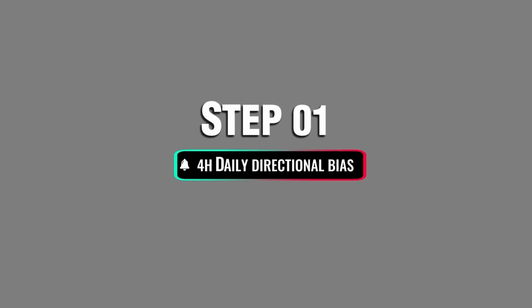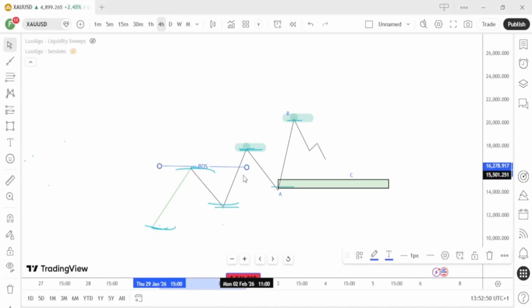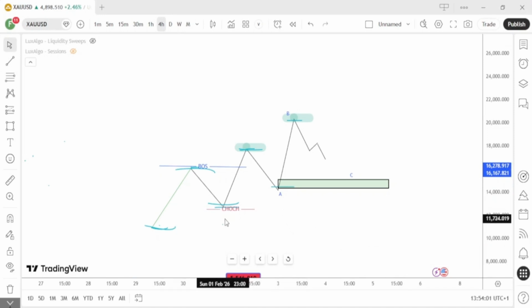Starting with the 4 hours daily directional bias, this is a really simple concept. To establish the daily bias, the first thing I look for every single day is a 4 hour structure. I'm not interested in entries yet. I'm only answering one question: am I a buyer or am I a seller? On the 4 hours chart, I wait for a clear BOS if the trend is continuing, or a clear change of character if the trend is ending.